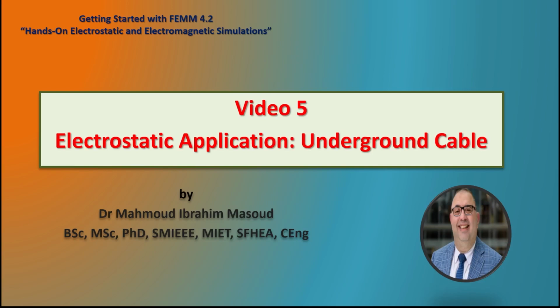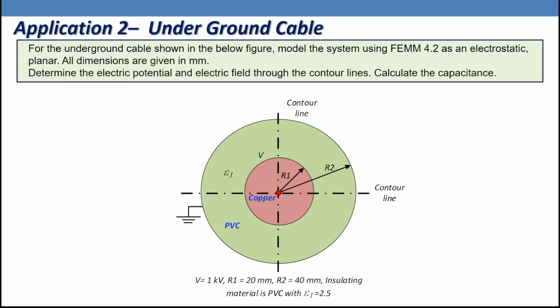So let's start. For the underground cable shown in the below figure, we need to model the cable using FEMM 4.2 as an electrostatic planar problem. All dimensions are given in millimeters. So what do we need? We need the electric potential and electric field through the control lines, and also we need to calculate the capacitance.